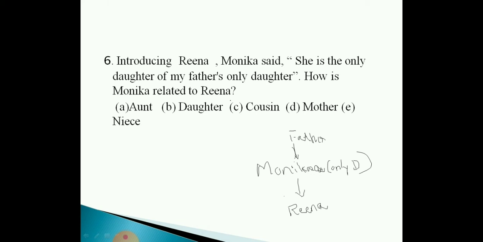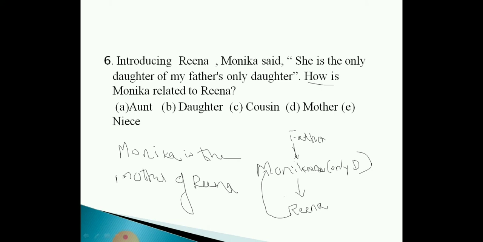Again we can draw the diagram. Draw a line from the second person to the first person, and the arrow is pointing to Monica. So Monica is the mother of Reena. Answer is mother, option D.